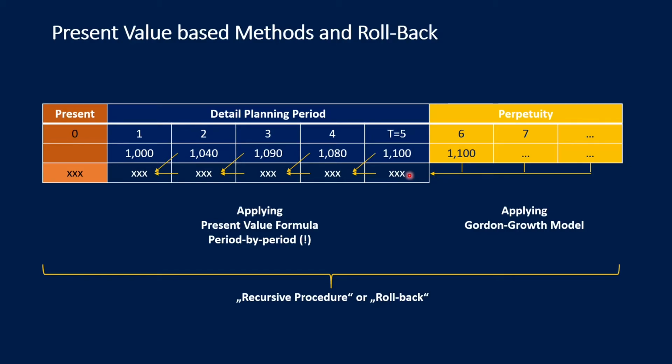If we then apply those simplistic models to get the present value as of period T, T is the last period of the detailed planning period, we can then roll back through the time, or roll back through the detailed planning period. What that means is that the present value here will be added to the cash flow in T, and then it will be discounted and we will receive the present value as of T-1, again adding it with the free cash flow, discounting again, and so on and so forth until we end up in the present period and we get our present value.